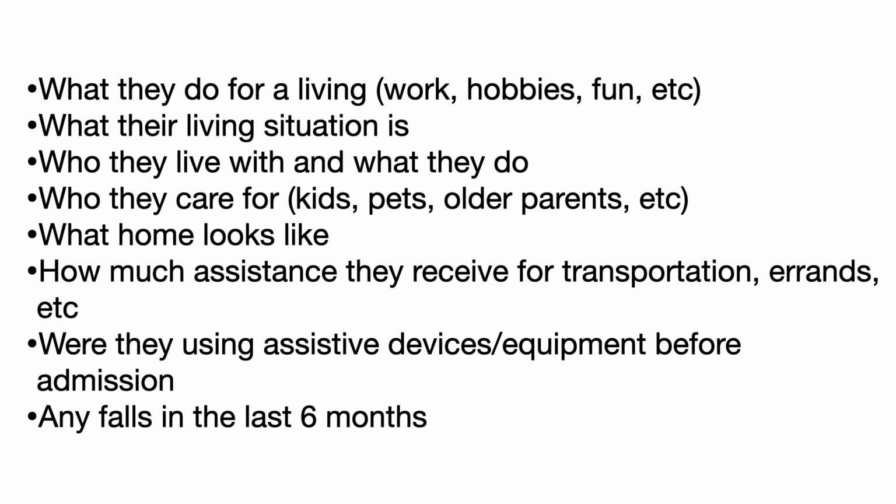You also want to ask them how much assistance they have with transportation, errands, housekeeping, if they're independent with those or not. You also want to ask if they were using any assistive devices or equipment for mobility around their community and or their home before admission. And you also want to ask them the classic question of if they have had any falls in the last 6 months so that you have an idea of the safety precautions you might need to keep with this patient.